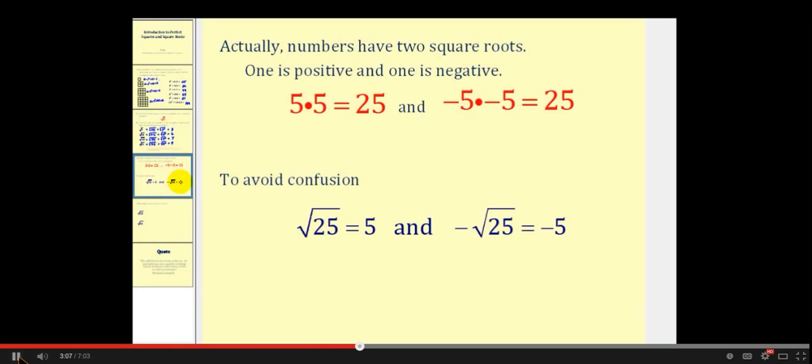Now, there's one more thing we need to discuss. Actually, numbers have two square roots. If I asked you, what are the square roots of 25, notice we can obtain 25 from the product of positive 5 times positive 5, and also from the product of negative 5 and negative 5. So if somebody asked, what are the square roots of 25, we would actually say positive 5 and negative 5.